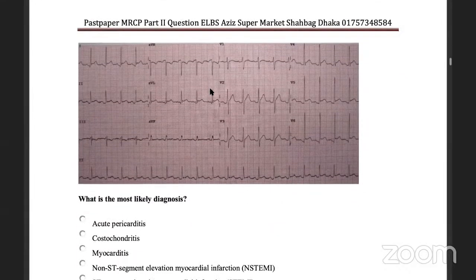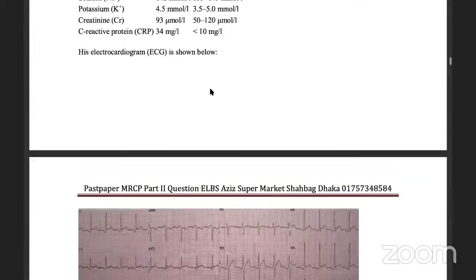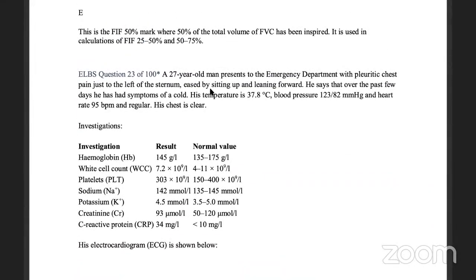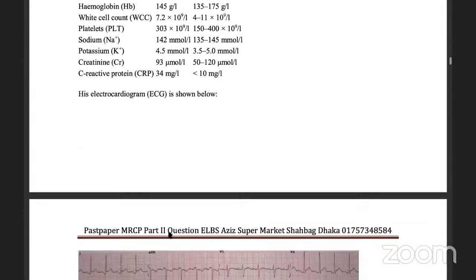What is the most likely diagnosis? A 27-year-old man presents to the ED with pleuritic chest pain just to the left of the sternum, relieved by sitting up and leaning forward. He says that over the past few days he has had symptoms of a cold. Temperature 37.8, blood pressure 123/82, heart rate 95, chest is clear. CRP is slightly raised. ECG is given below.